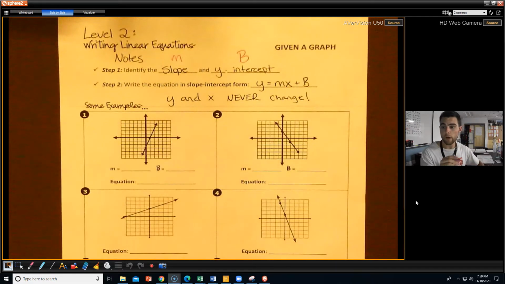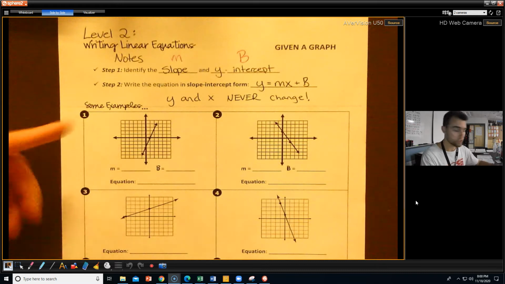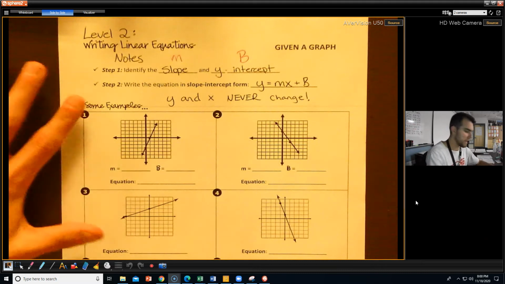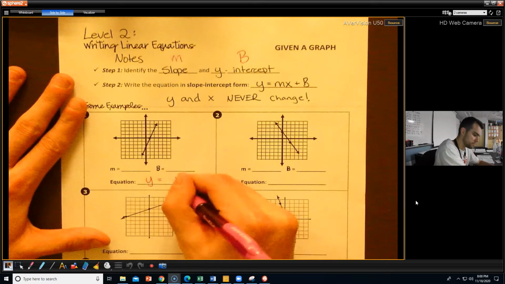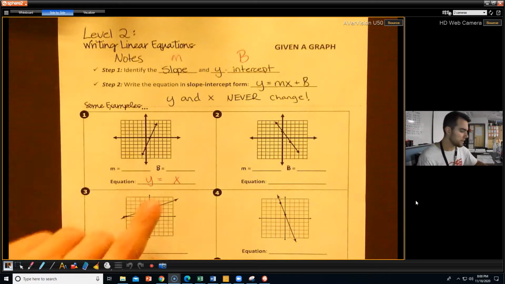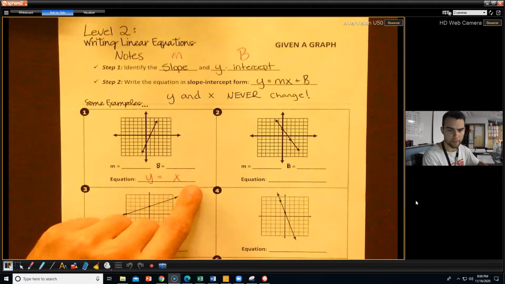The thing about this equation is the y and x are never going to change. So no matter what we do, we're always going to have y and x in our equation. So if we look at this first one right here, I want to get the equation of this line. Again, right off the bat, I know that y is going to be there, and that's going to equal, well, x is going to be there. So now I need to find what my m is going to be, and I need to find what my b is going to be.